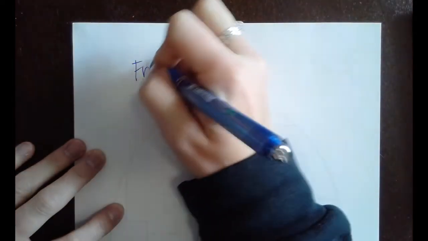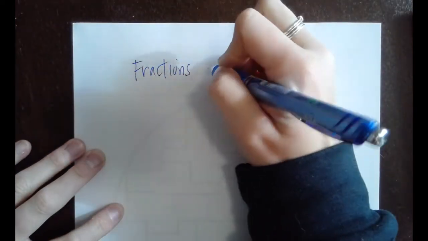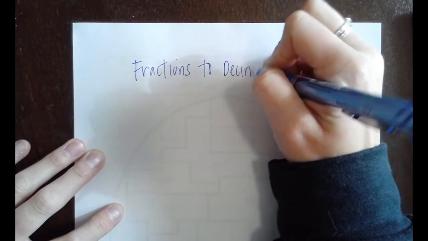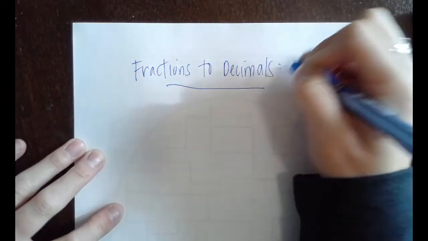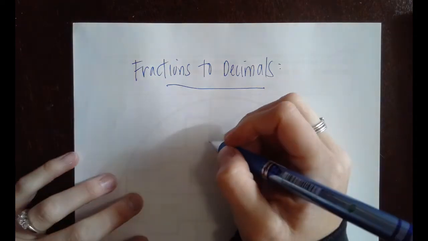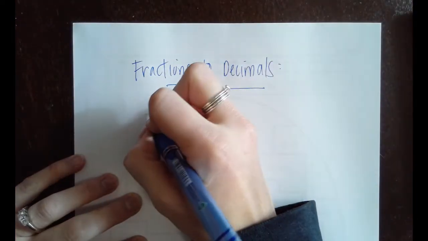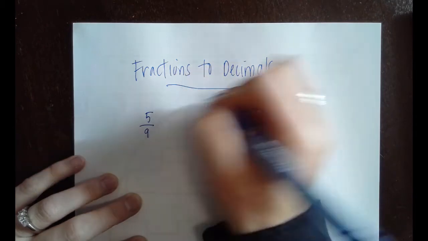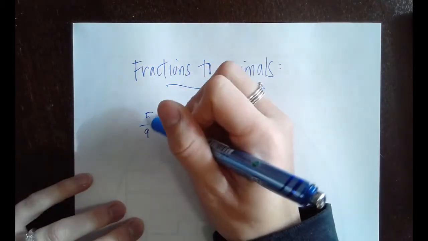So now we are going to be talking about fractions, but we are going to be talking about changing them to decimals. So fractions to decimals. Okay, so this is a pretty simple process if you understand what a fraction is. So a fraction, like 5/9, is the same thing as a division problem.